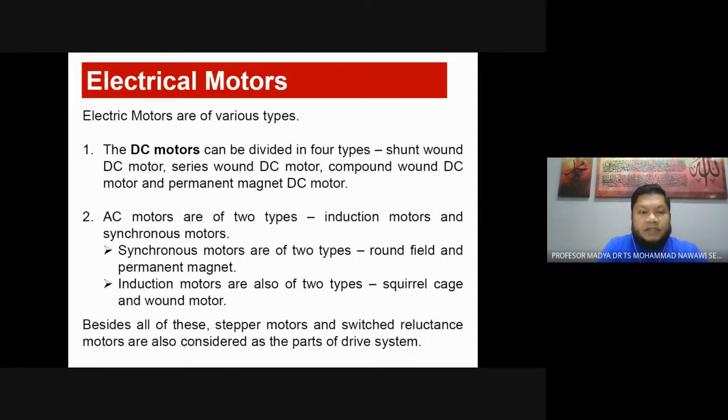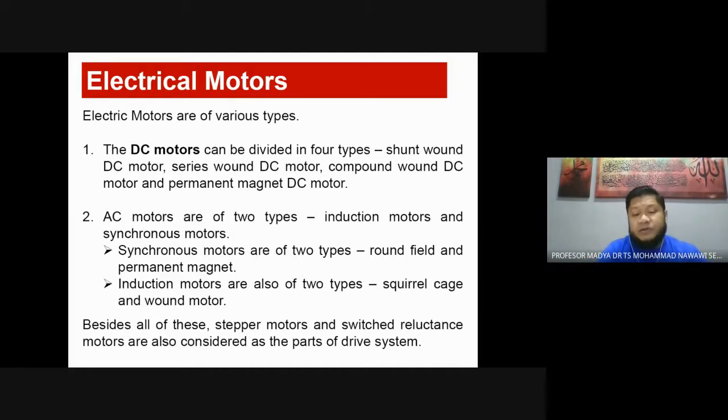Okay, for electric motors, there are various types of electric motors. The first motor that we discuss is the DC motors. Of course, we know that you have four types: shunt wound DC motor, series, and then we have a compound, which is the combination of shunt and series motors. And finally, we have the more recent motor, which is a permanent magnet DC motor.